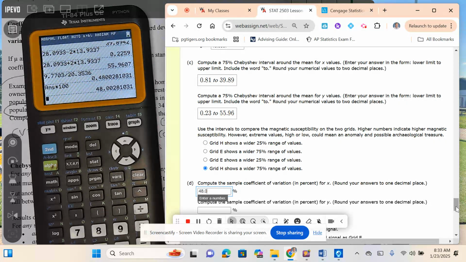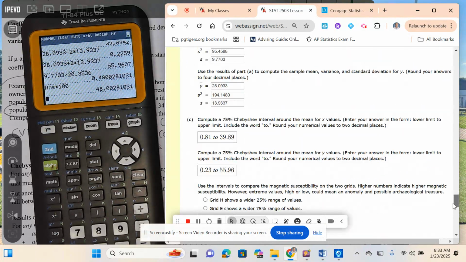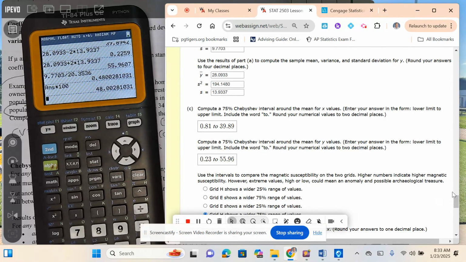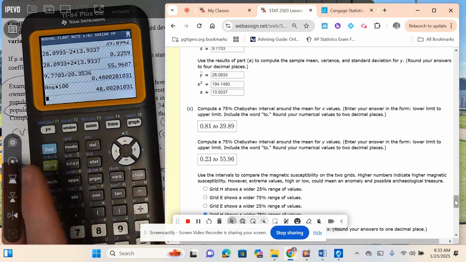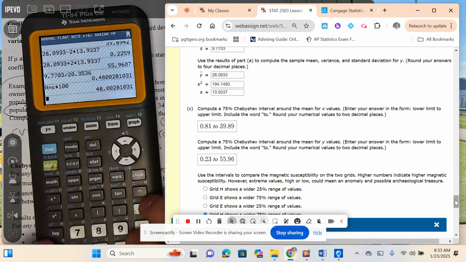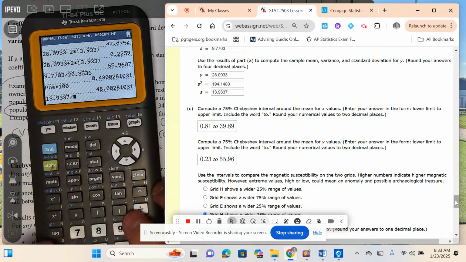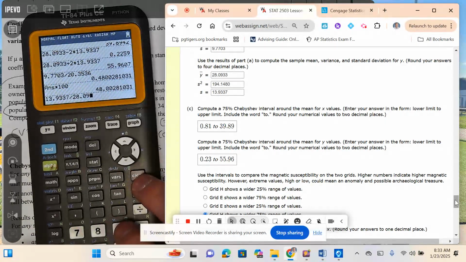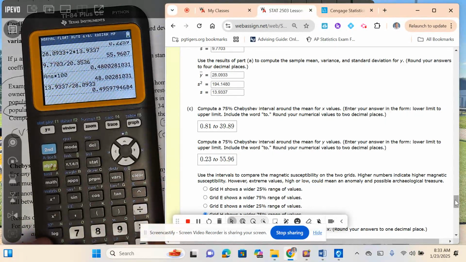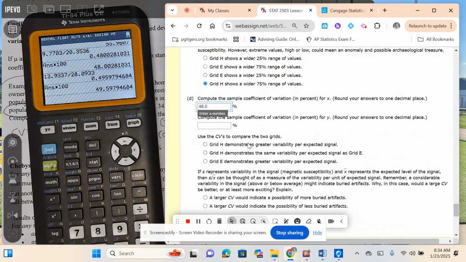And then the one for the Y. So I've got to scroll back up here for the Y. Be careful when you scroll. When I scrolled, I accidentally selected the wrong answer there. So it's going to be the standard deviation, 13.9337 divided by the mean, 28.0933 times 100. 49.6.